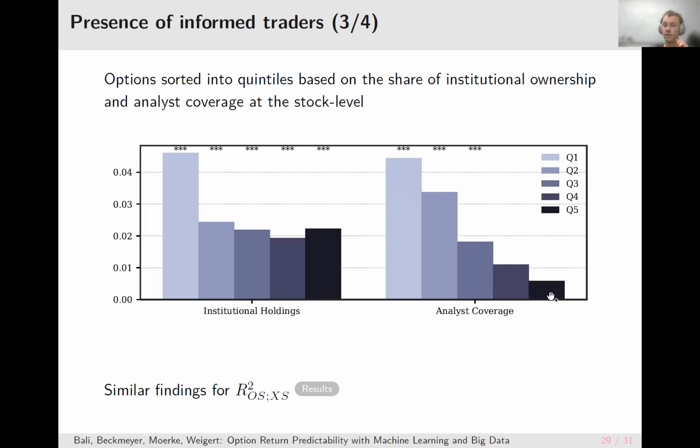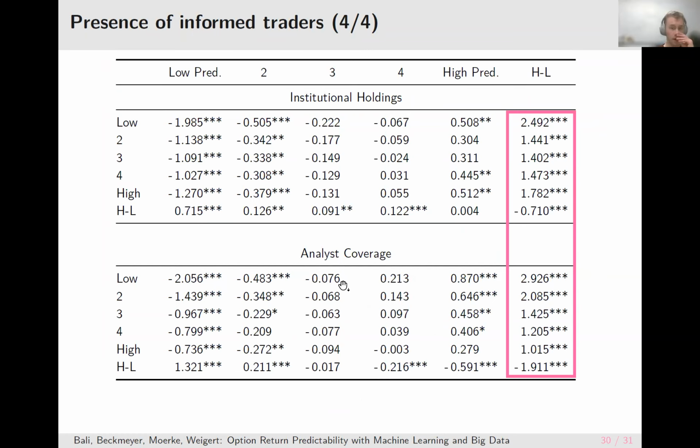If we move up to the highest quintile of analyst coverage, this predictability pretty much vanishes, or is at least statistically not significantly different from zero. And the same basically holds if we look at this cross-sectional R squared, so cross-sectional return predictability.